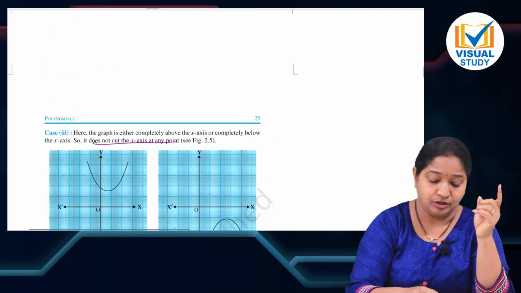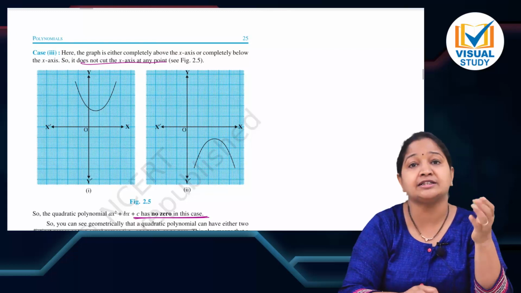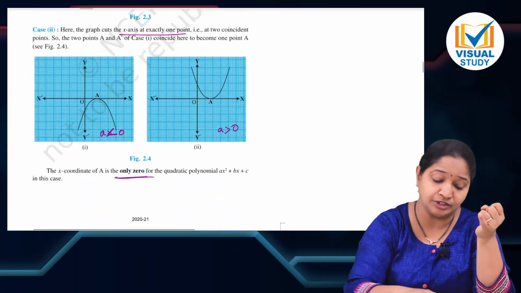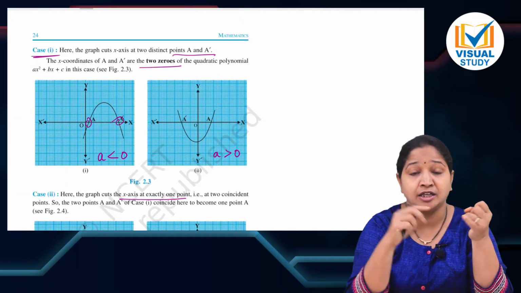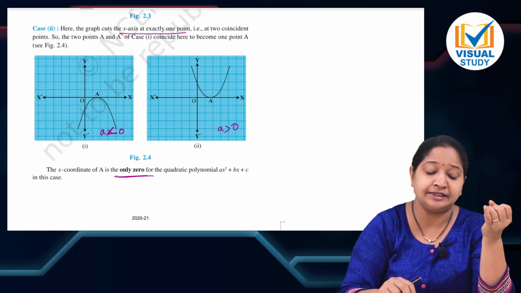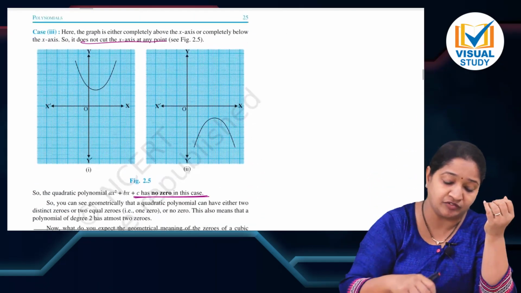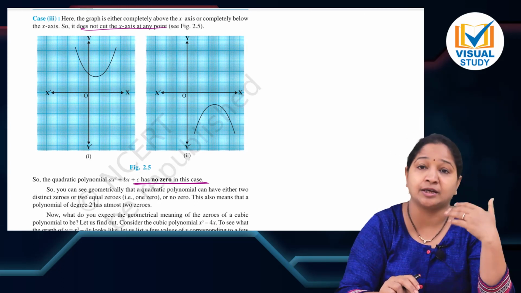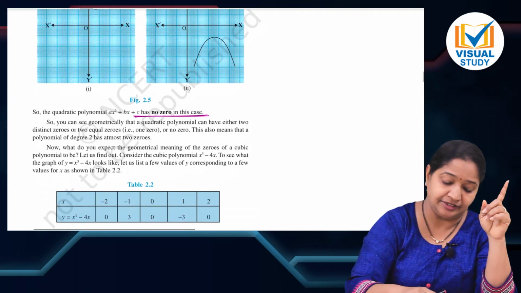So how many cases have we done? We have done 3 cases till now. In the first case, we had 2 zeros, where the graph cuts the x-axis at 2 points. In the second case, the graph cuts the x-axis at exactly 1 point, so we have 1 zero. And in the third case, it doesn't cut the x-axis. It is completely above or below the x-axis, so it doesn't have any zero.